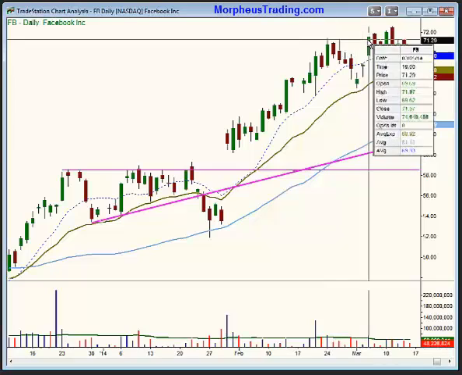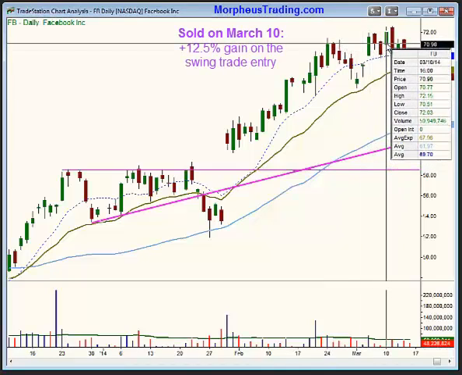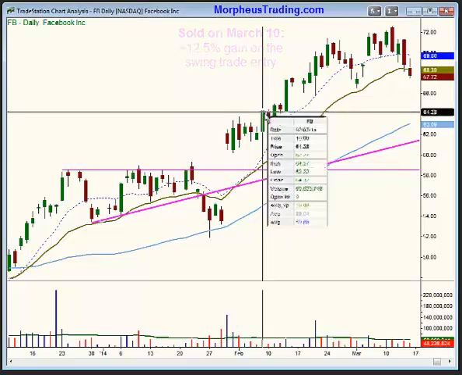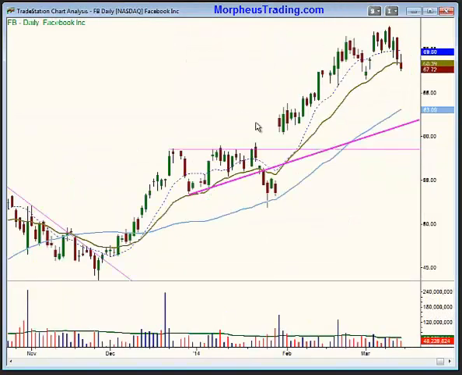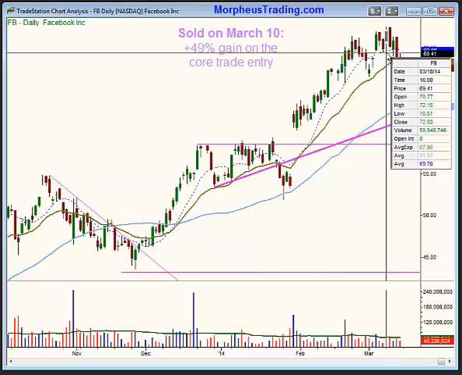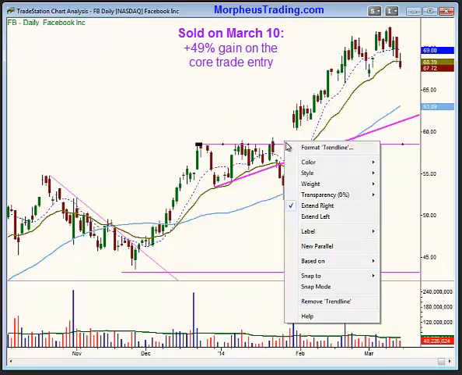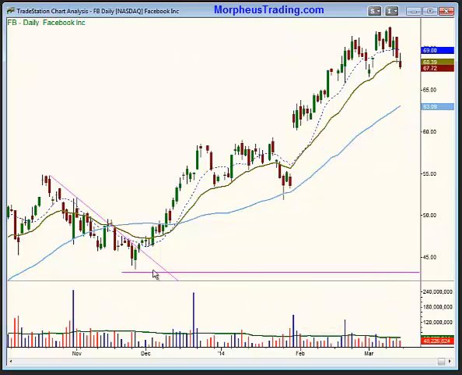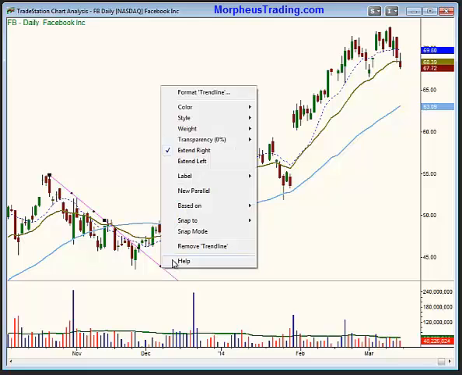So again, we sold at the open on 3/10 right here, which netted us a gain of 12.5% on the swing entry, which was right here on 2/7, and on the original entry from 12/2 right down here, the gain was 49%. So that is what we like to do. This is the way we like to trade our A-rated stocks, and these are stocks that have great fundamentals along with solid technicals such as relative strength ranking and a strong uptrend.